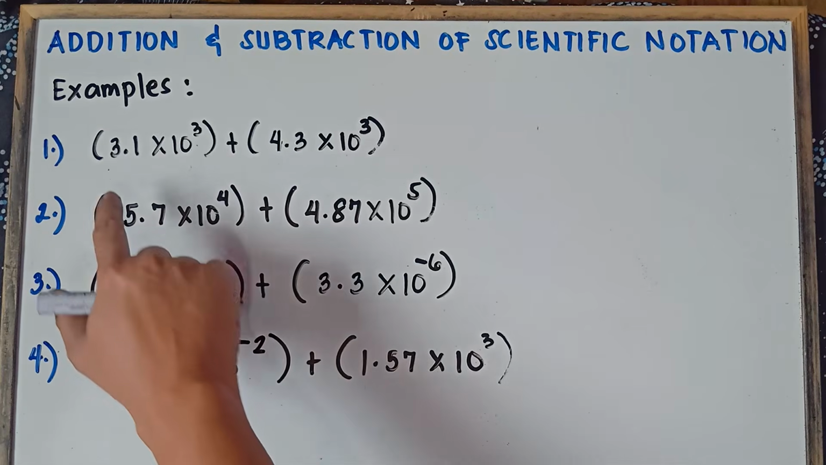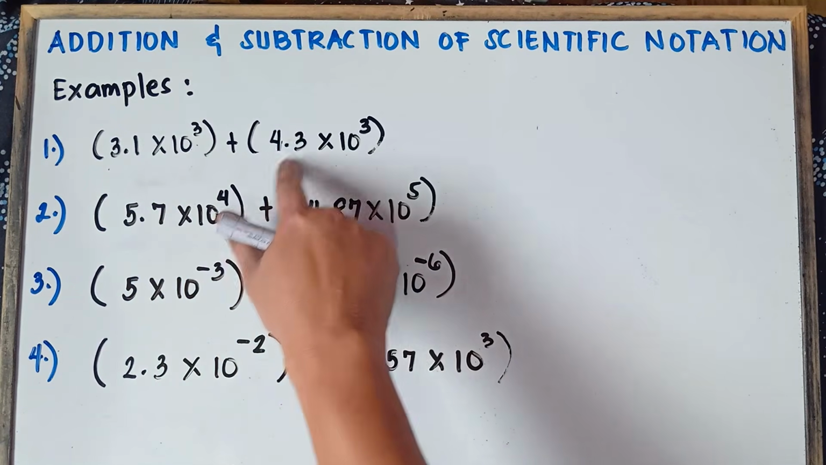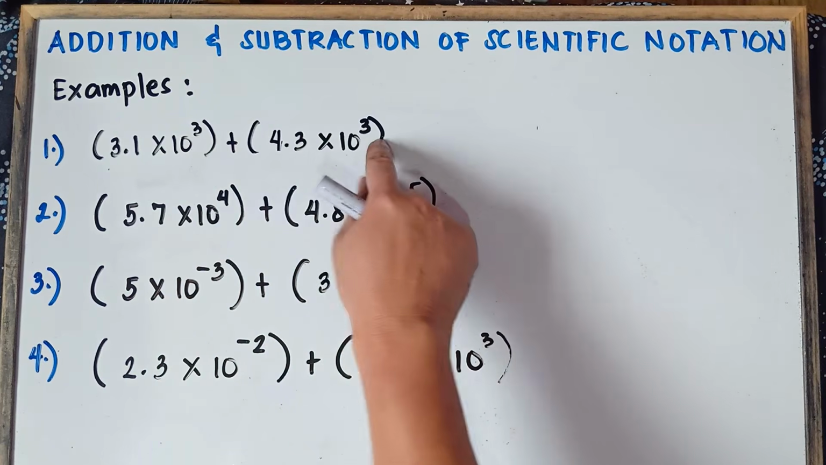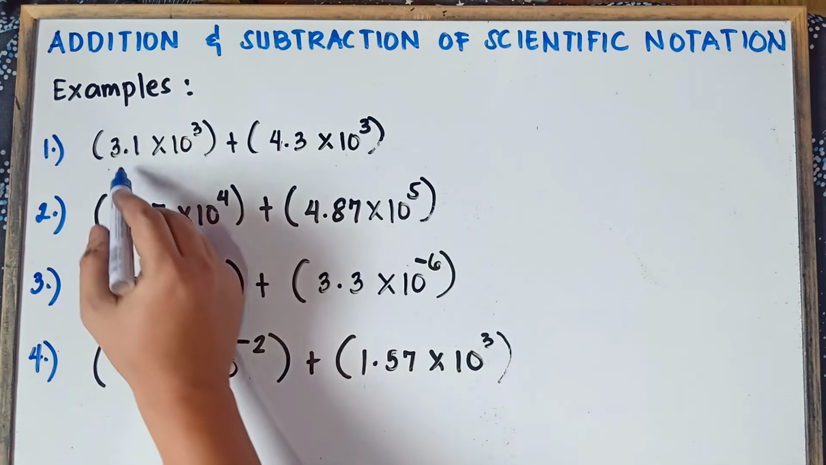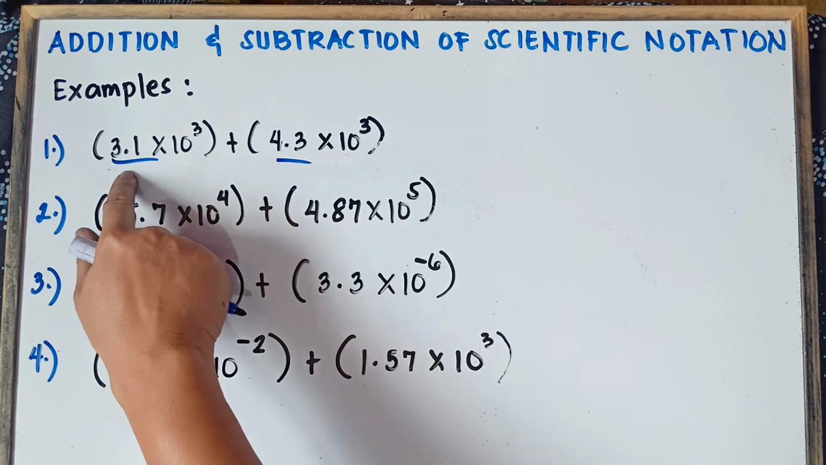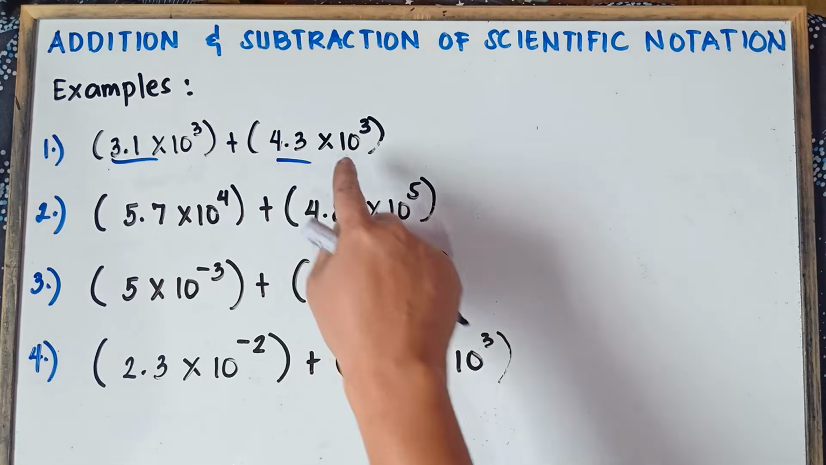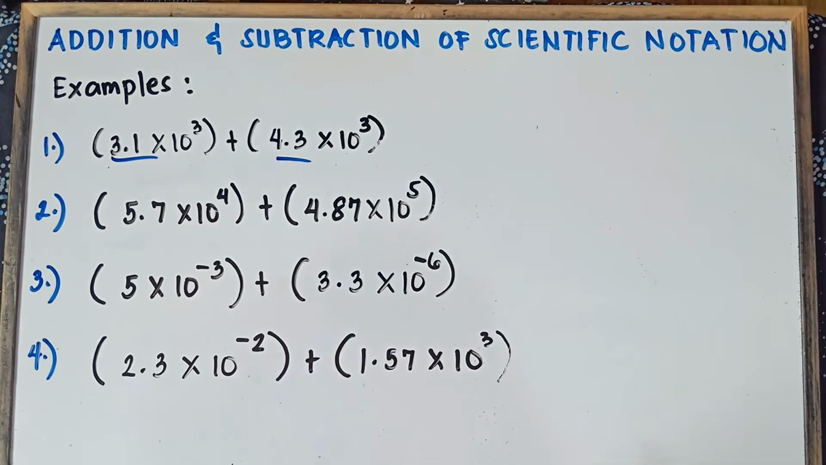Our given, we have 3.1 times 10 raised to the power of 3 plus 4.3 times 10 raised to the power of 3. Now, if they have the same exponent, it's easy for us to add the scientific notation. Simply add the numbers, 3.1 plus 4.3, and then you get the answer. Simply copy times 10 raised to the power of 3. So let's answer number 1 for you not to be confused.